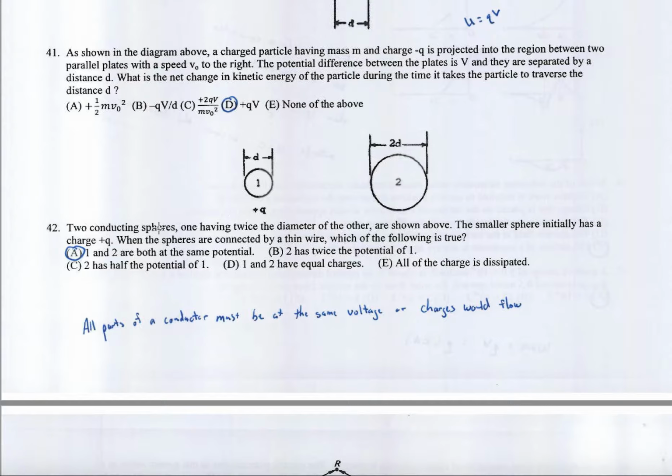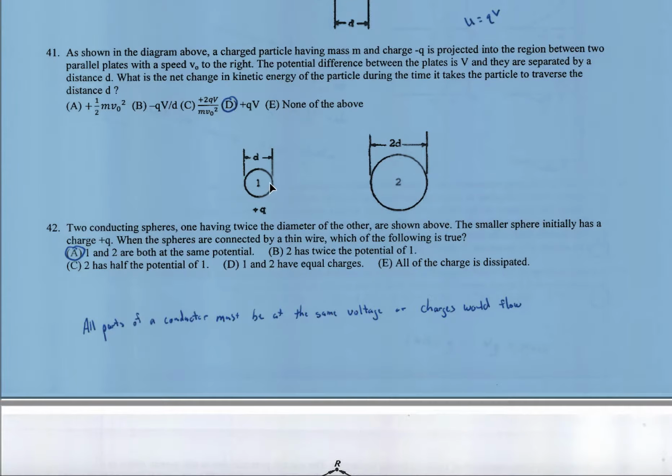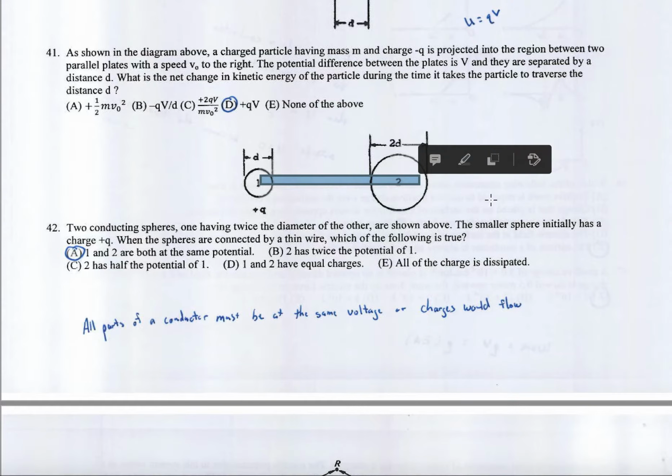All right. So when it says these spheres are connected by a thin wire, that means charges are allowed to flow back and forth between them. Okay, so when you have two things of different sizes, they are not going to become equal in charge. They're going to become equal in potential. Here's why. Let's say when you connect these that you still think this one is at a bigger voltage. Well, if this was at 10 volts and this was at 8 volts, you know what would happen? Charge would flow over, but it doesn't.